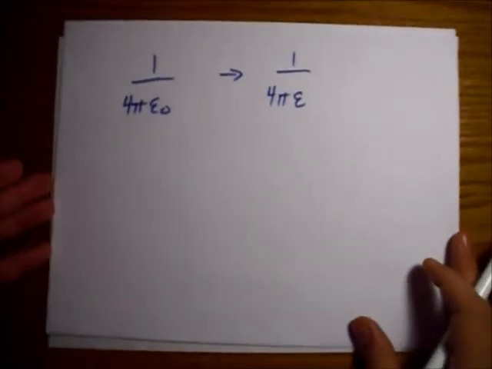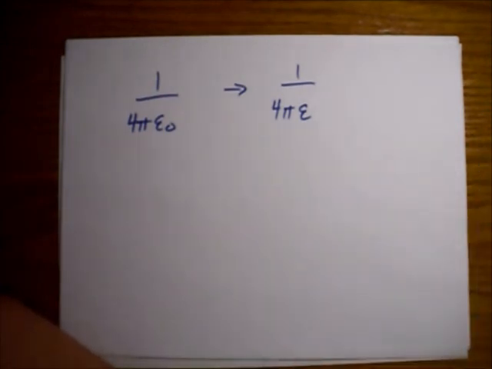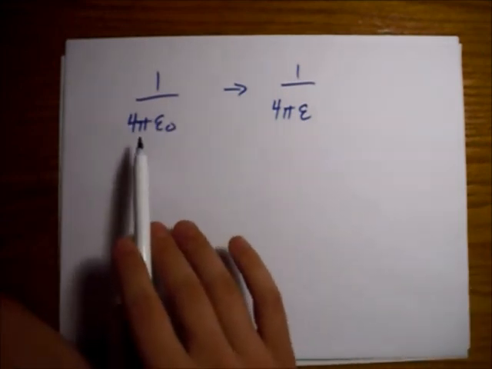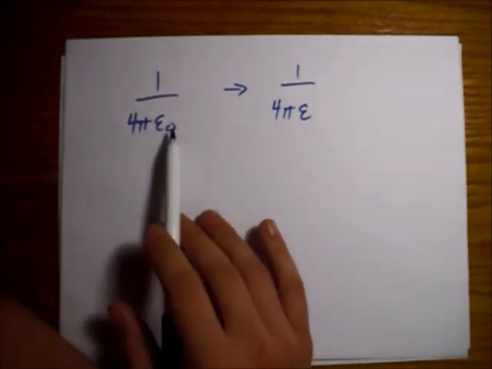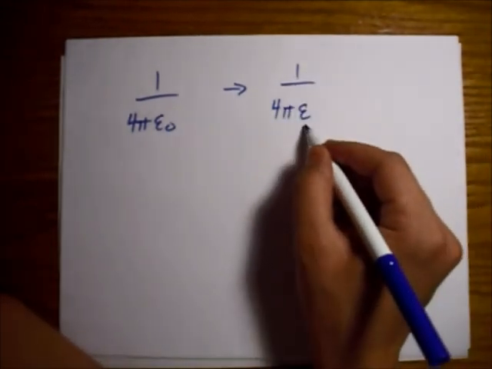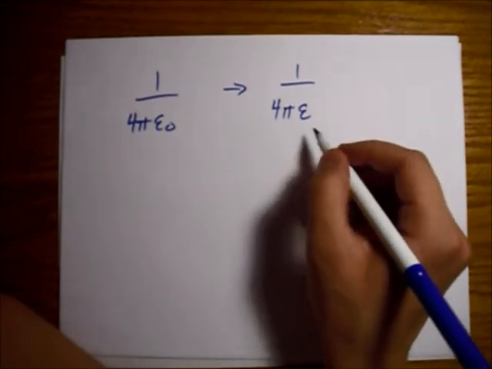So here's a quick disclaimer, I guess, for the video that follows. When we're working with dielectrics, lots of times you'll see this 1 over 4 pi epsilon naught turn into this 1 over 4 pi epsilon, where this is the permittivity of the dielectric.